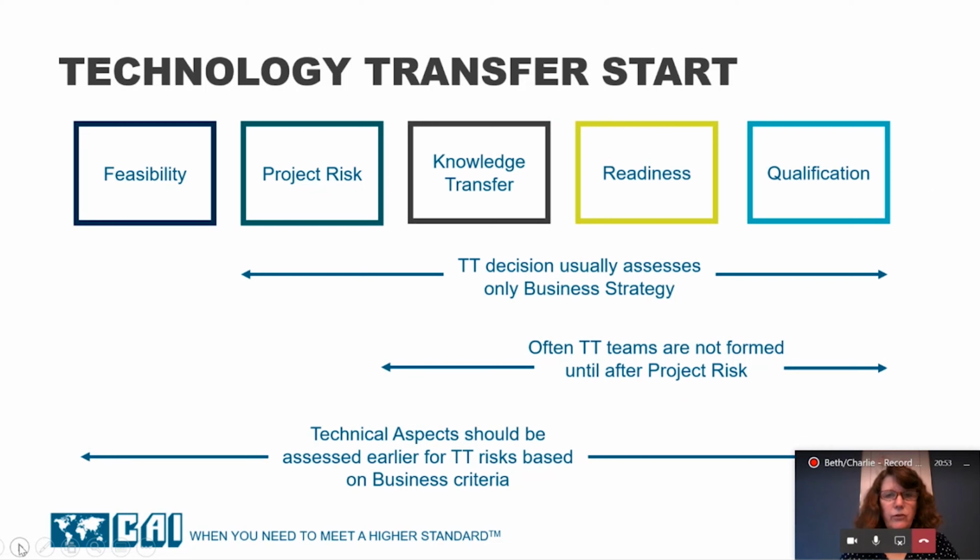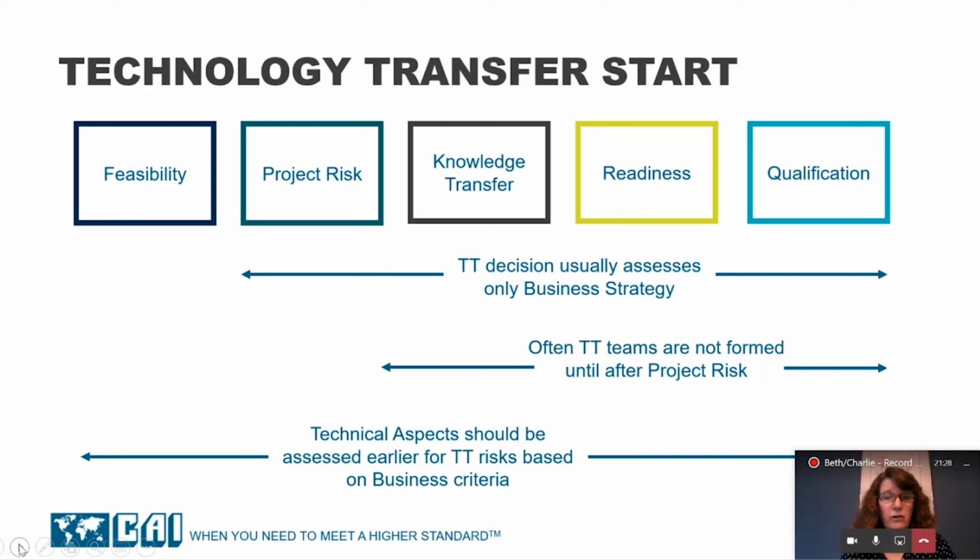So if you're looking at these stages using this 5-stage approach, you think, well, where does the technology transfer actually begin? And this is actually really important because oftentimes the technology transfer doesn't start until the business decision has been made, one, to perform the technology transfer, and two, to actually figure out where the receiving unit's going to be. So they might come in and start working on the technology transfer in the project risk stage, determining where those risk factors are.